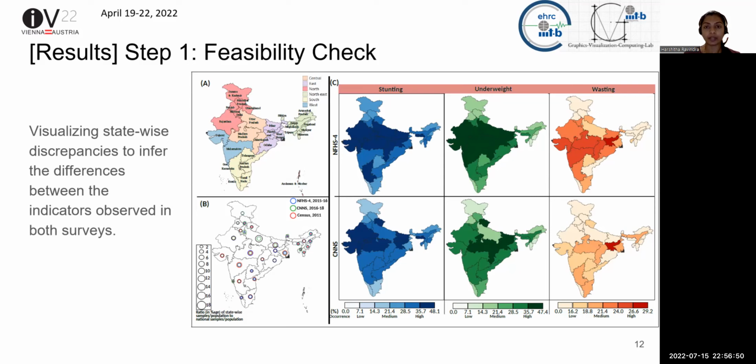The state-wise occurrence of stunting, underweight, and wasting given in percentages is shown in figure C. Figure C shows considerable differences between both surveys. However, given the comparable statistic descriptors, we now look at the similarities we find within the aggregate values.